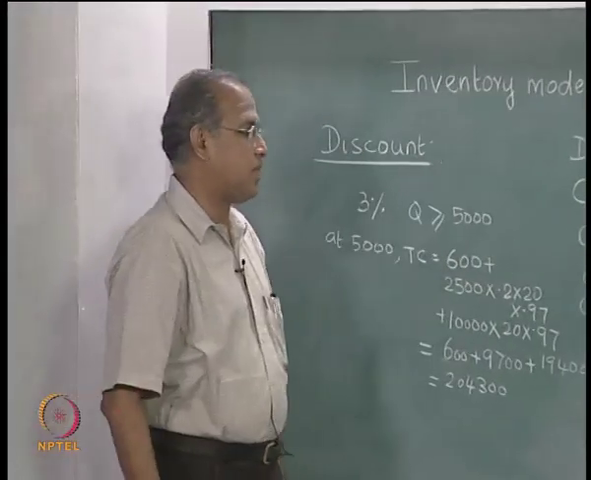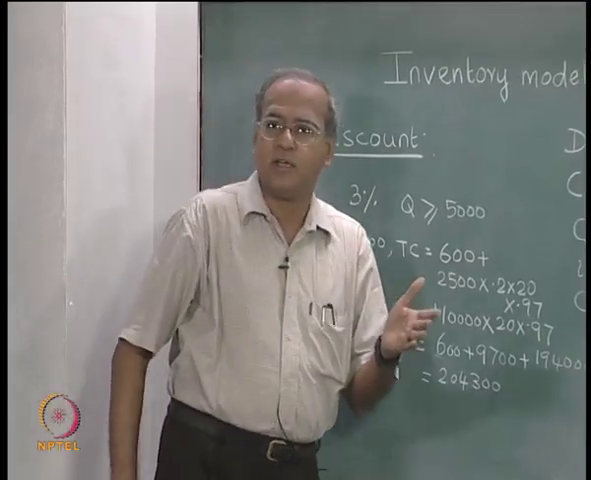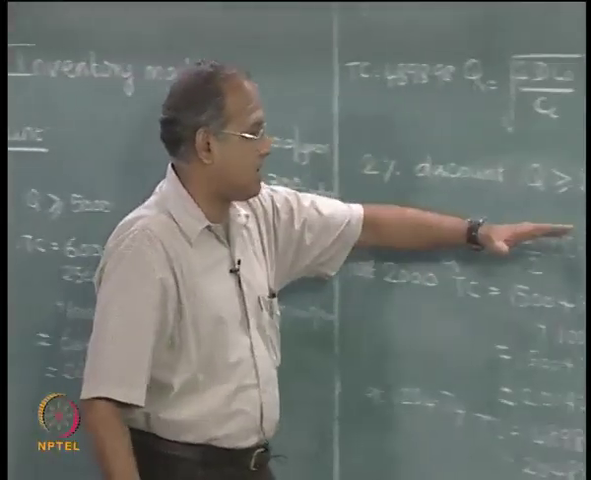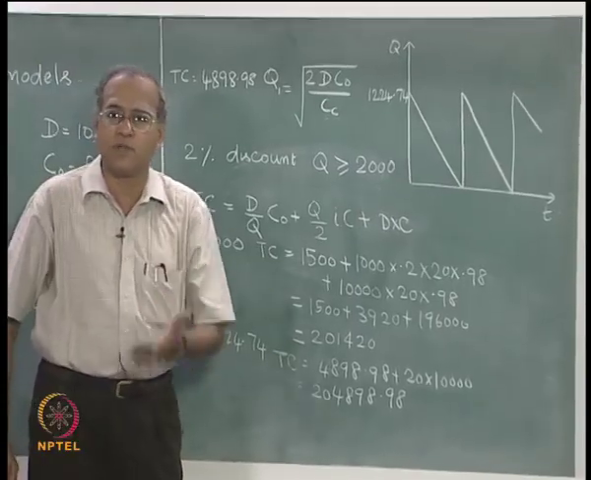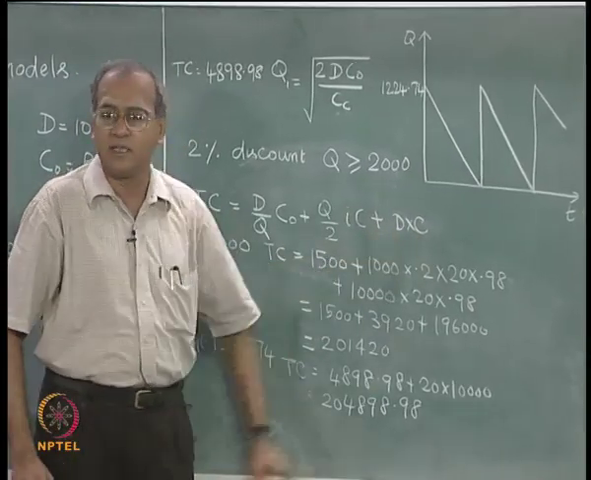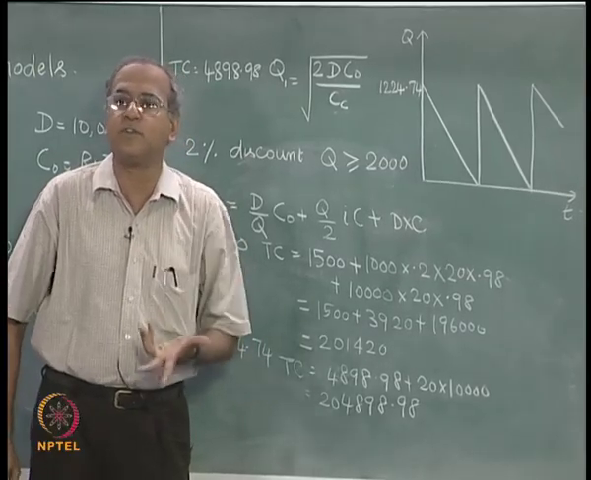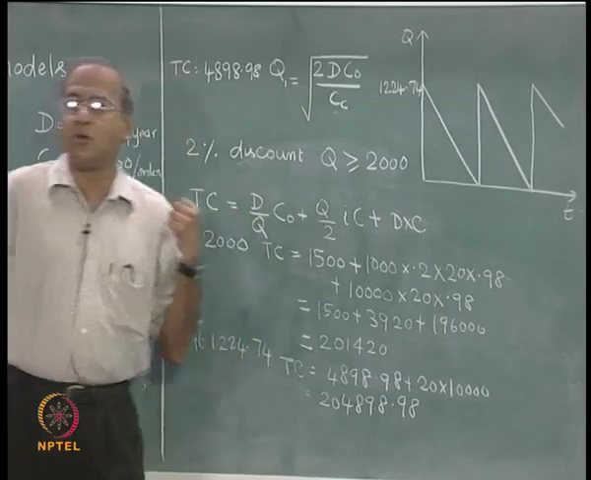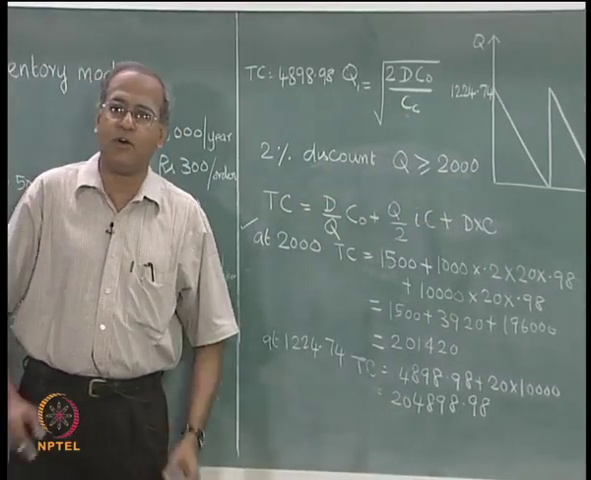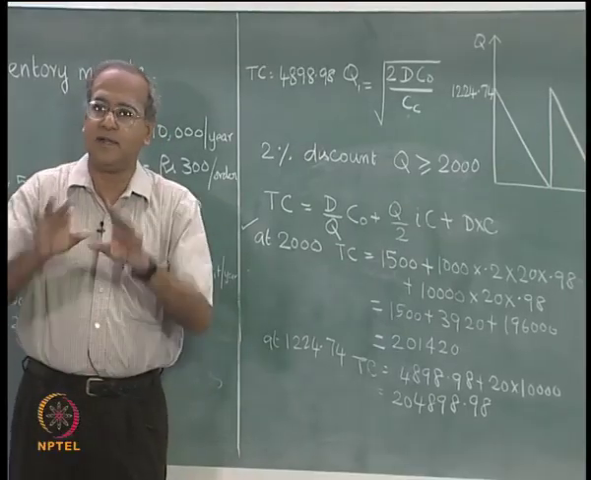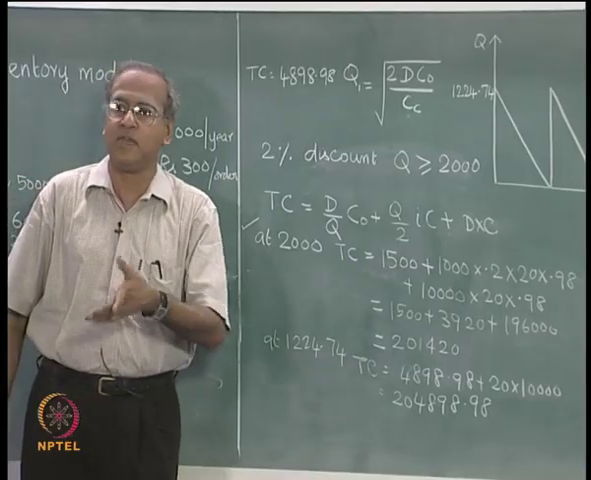The discount problem always involves computation of a total cost, which also includes the cost of the item, because the gain in any discount comes from the reduction in D into C, which was otherwise a constant because C was not a function of Q. Now, in the discount problem, the item price C is a function of Q, and therefore, C will change and D into C will also start influencing the calculation of the order quantity.